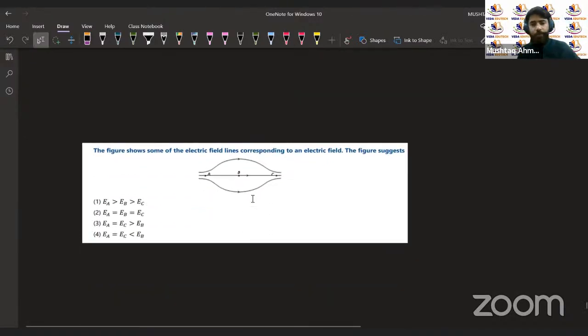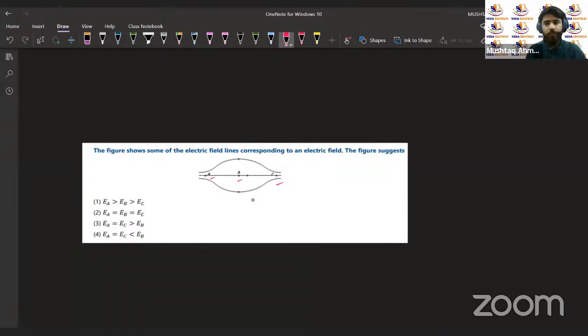This figure shows some of the electric field lines corresponding to an electric field. We have been given a figure here, right? These are the electric field lines, and we have to see at which point the electric field strength is more, and at which point it is less. So we have to give the order of the electric field at A, B, and C.